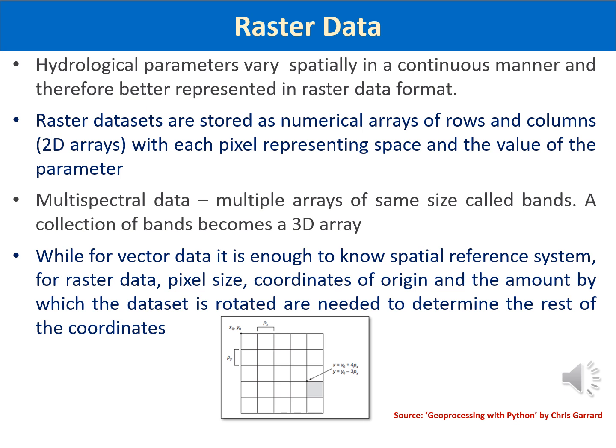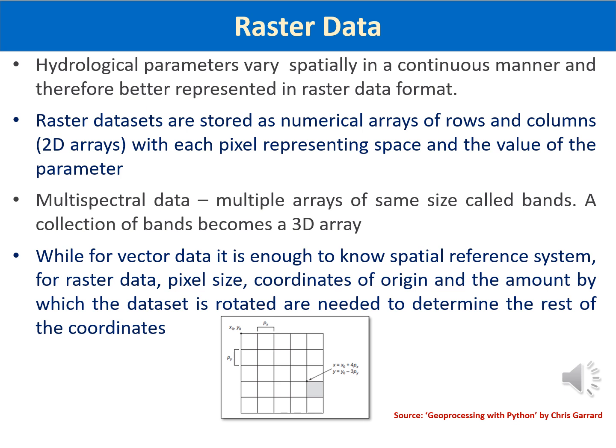We are aware of two types of data models in geographical information systems, the vector data models and raster data models, which are used to represent real world objects. In vector data models, we have seen the points, lines and polygon objects which have sharp boundaries between them, whereas if any parameter varies spatially in a continuous manner, such a parameter is better represented in raster data format. For example, all hydrological parameters associated with the hydrological cycle, whether it is rainfall or soil moisture or evapotranspiration, are better represented in raster data format.